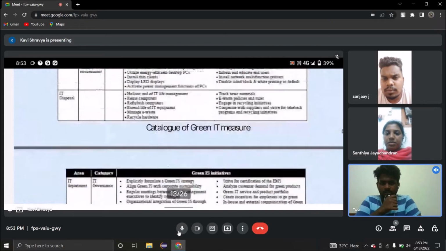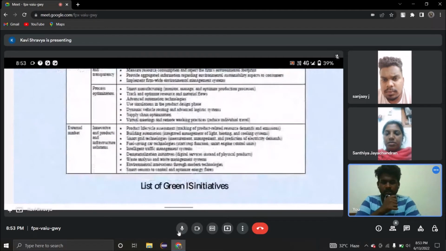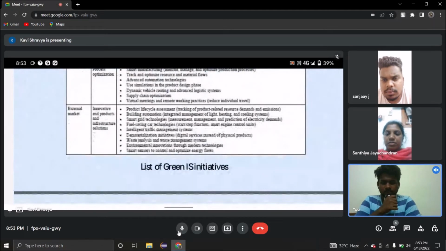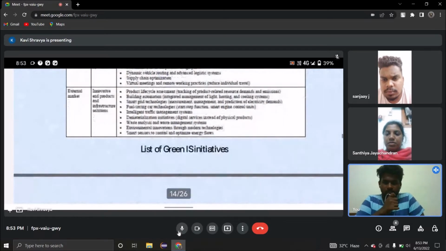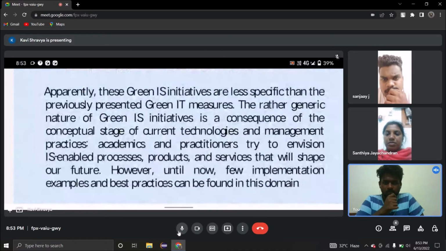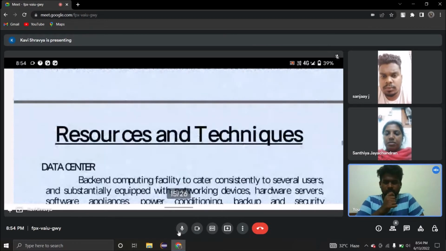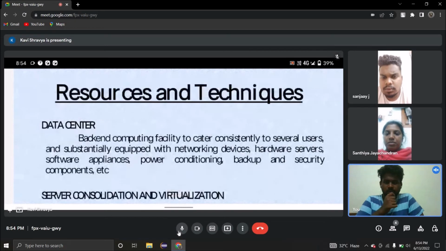This table illustrates the list of Green IT initiatives. These tables illustrate the importance of Green IT. Apparently, Green IT involves measures of a rather generic nature, Green IT initiatives and management practices and inventions. And this is followed by resources and techniques.